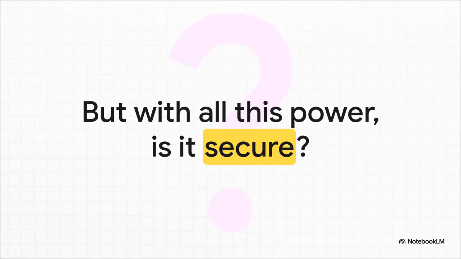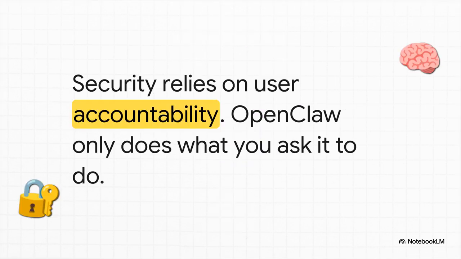And it's the question everyone asks, right? When you give an AI agent the keys to your computer, how do you make sure it's secure? Is it safe? So here's the bottom line. Security really comes down to your own personal accountability. OpenClaw only does what you ask it to do. It's not going to spontaneously leak your passwords or start posting on your social media. You just have to be thoughtful about the instructions you give it. If you do that, you stay in control.